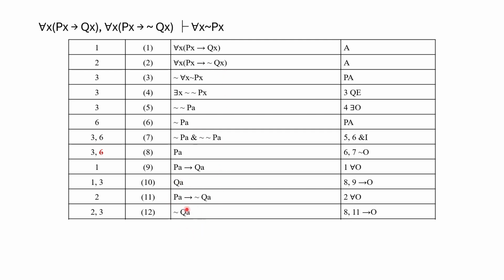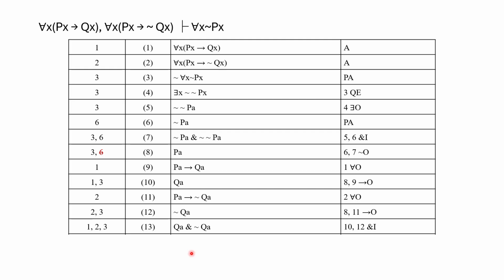And so now we've got QA and also tilde QA from 10 and 12, so we can ampersand in there. And now I've got a contradiction, which depends upon my PA in 3, so I can get rid of the tilde that I had in there. And then I just have to make sure that I drop out the PA number here on the far left.